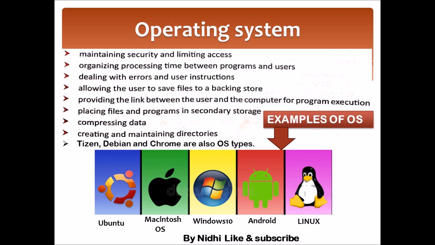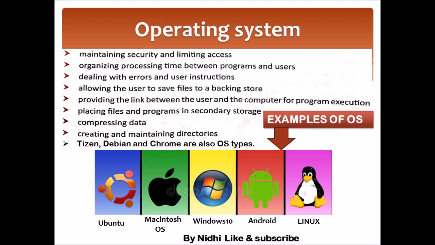Google Chrome is also known as a browser, but they have an operating system also that is known as Chrome operating system, and they have a search engine also that is Google. So this Google company is providing three things. One is Google search engine, second is Google Chrome as a browser, and Google Chrome as an operating system. Okay, so this is about the operating system.